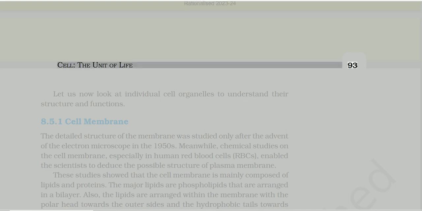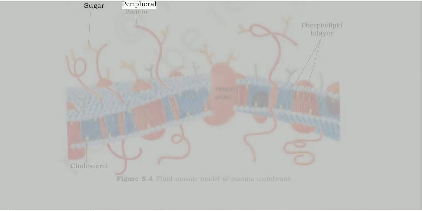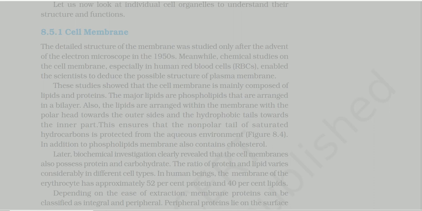Cholesterol. Sugar, peripheral protein. Phospholipid bilayer. Let us now look at individual cell organelles to understand their structure and functions. Cell membrane. The detailed structure of the membrane was studied only after the advent of the electron microscope in the 1950s. Meanwhile, chemical studies on the cell membrane, especially in human red blood cells, RBCs, enabled the scientists to deduce the possible structure of plasma membrane.